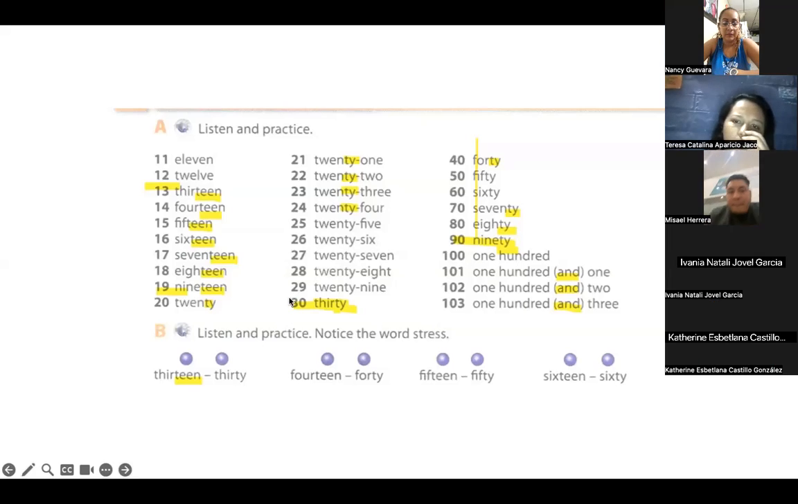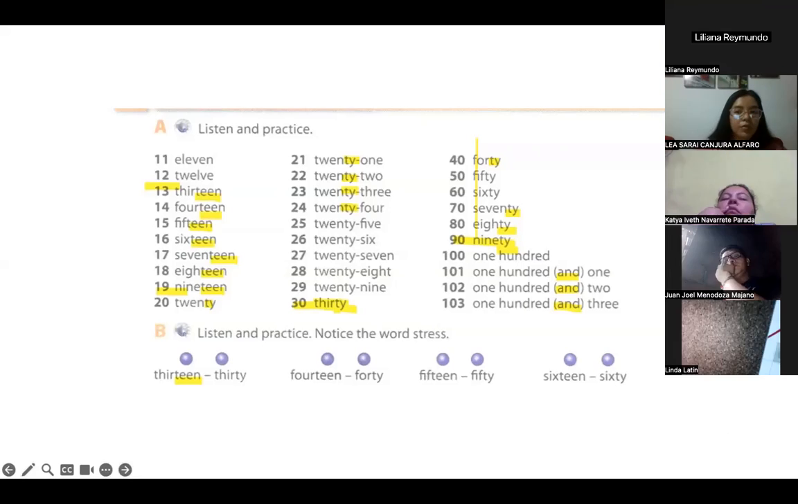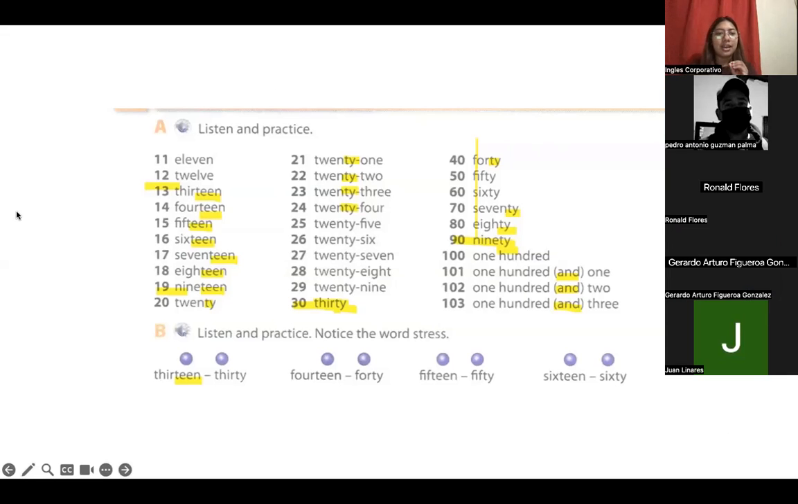Eso tenemos acá. Recuerden, la fuerza de voz va en teen. Siempre vamos a decirlo así. 13, 14, 15. Porque si decimos 13 o 14, estamos dando la fuerza de voz a la primera sílaba. Y en este caso, no. En estos números, toda la fuerza de voz va en teen. 13, 14, 15, 16, 17, 18, 19.